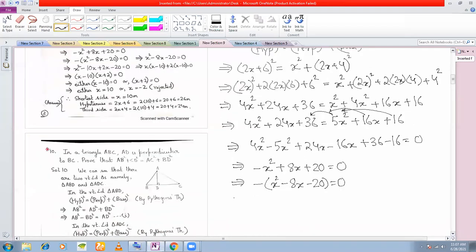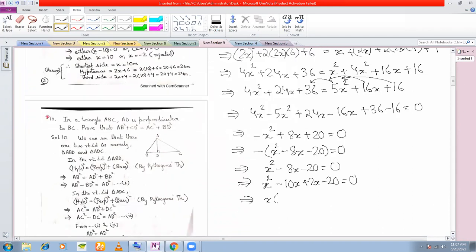Then what happens? This becomes x square minus 8x minus 20 is equal to 0. Now you can use your middle term factorization to factorize this. So you have x square, and what are the factors here? The factors here are 10 and 2, right? So minus 10x plus 2x minus 20 is equal to 0.